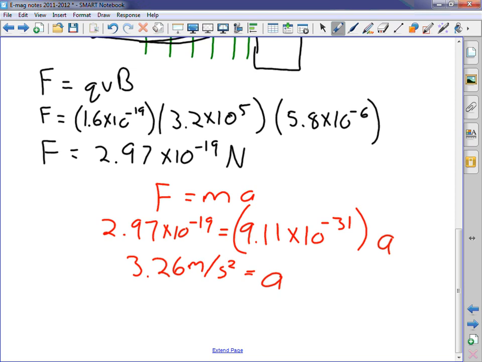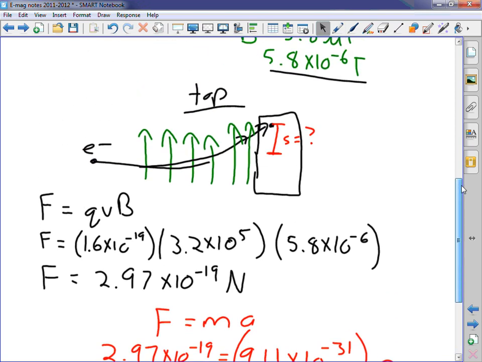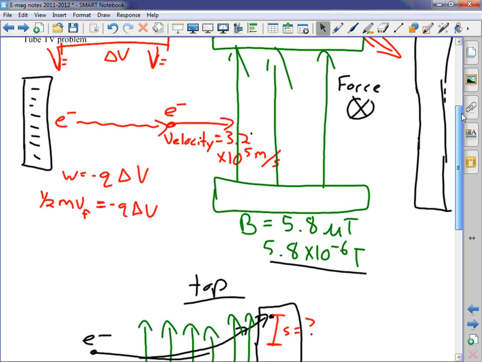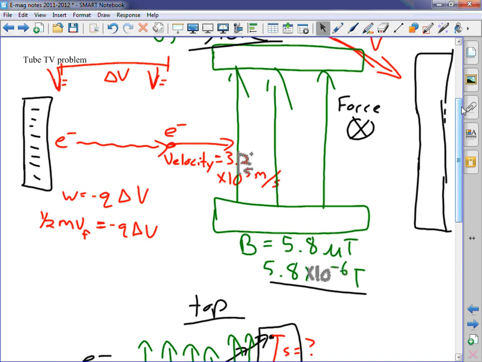Now, here's what I've got to do next. I have to come back up here, and I need to give you a distance. The average depth, we're going to say that this distance right here that the magnetic field covers, all the way to the screen, is about 45 centimeters.